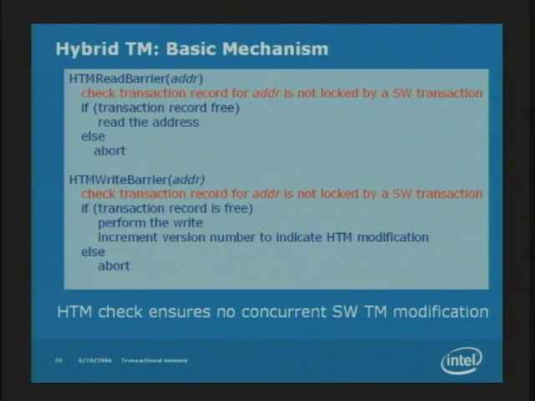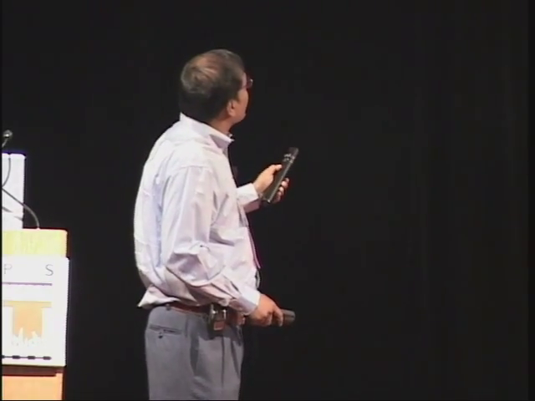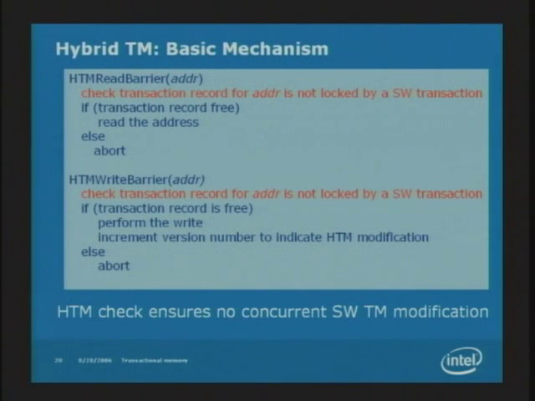And the reason it's safe is that if a software transaction subsequently tries to access this object, to mutate this object, it's going to abort the hardware transaction, simply because the object is now in our read set. And the same thing happens for a write. So you first check that there is not a concurrent software transaction running. And if there is nothing running, then you actually perform the transactional write, but you also increment the version number.